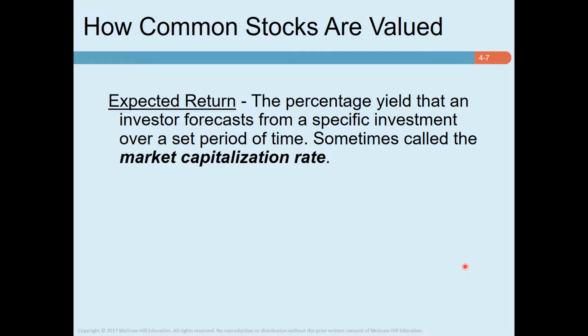Now, to find out the present value, we need a discount rate that represents the required rate of return of investors or cost of capital, which is also sometimes known as market capitalization rate.